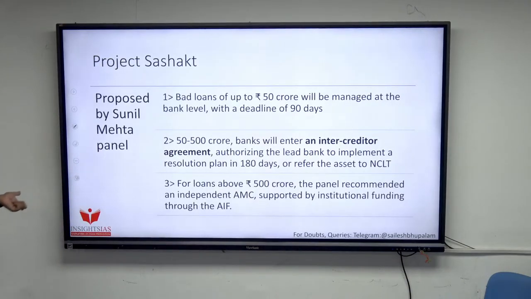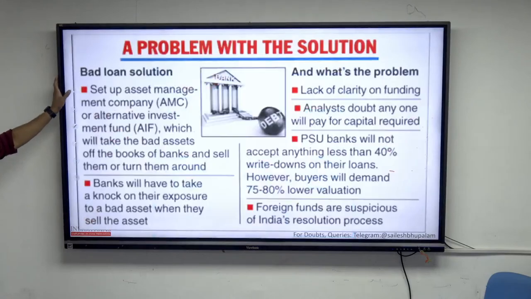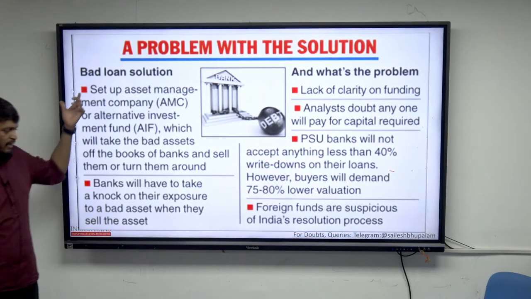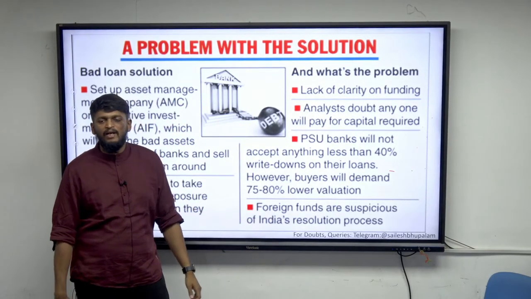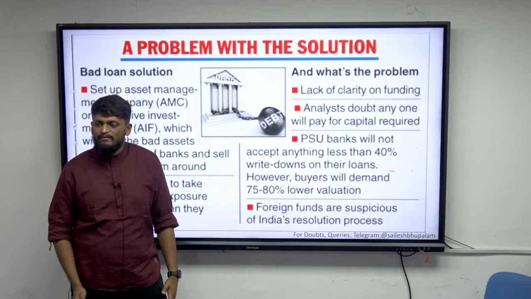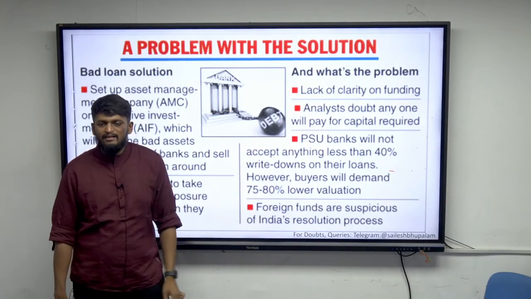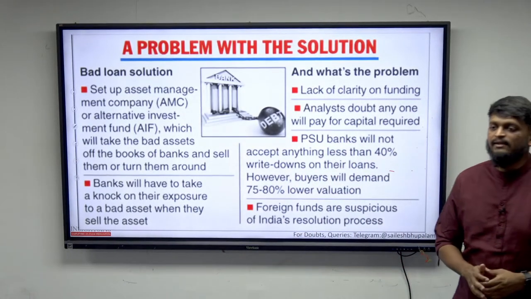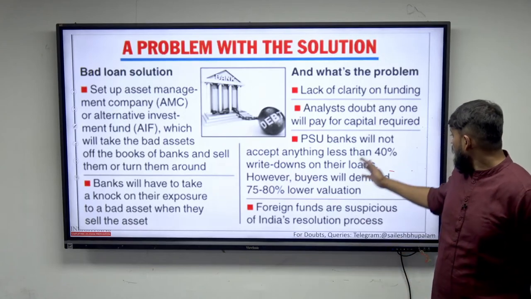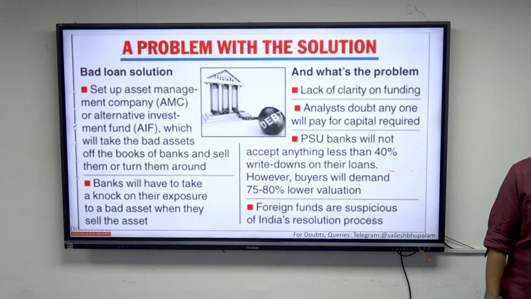In this, for loans above 500 crore, the panel recommended an independent AMC supported by institutional funding through AIF. This is what we just discussed. So whatever solution we just discussed is present here. What is the negative of this? Lack of clarity on funding means, will anybody actually be interested to invest in that sort of AIF, which is a risky type of business? That is one problem. Then the negotiation that happens, we saw that earlier ARCs are buying NPAs from banks. When they are negotiating, they are trying to buy it at a haircut. And this haircut, what they are trying to demand is 80% lower valuation. For a 1000 crore loan, they are trying to buy it at 200 crores.